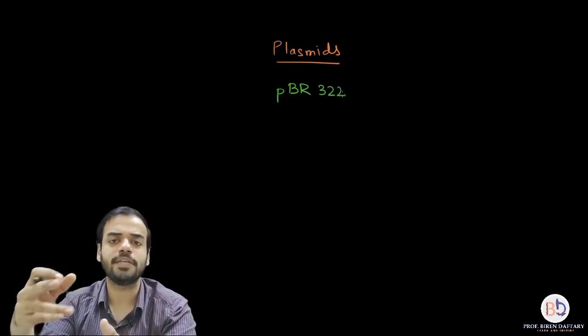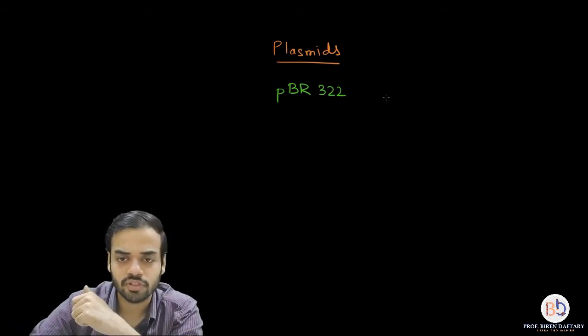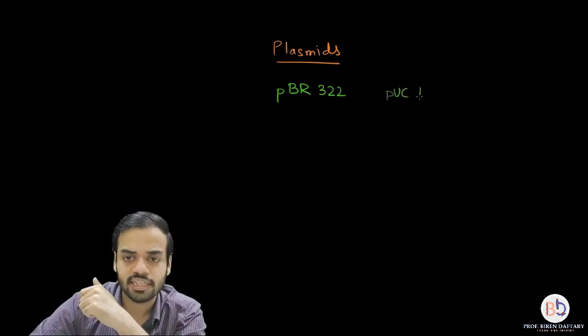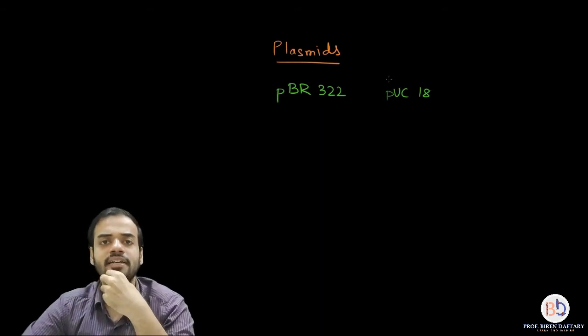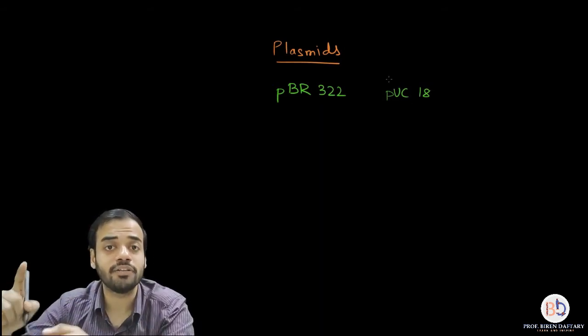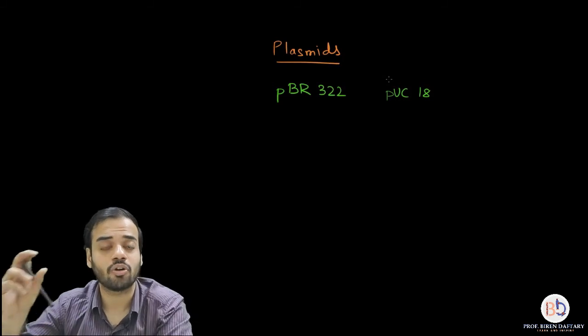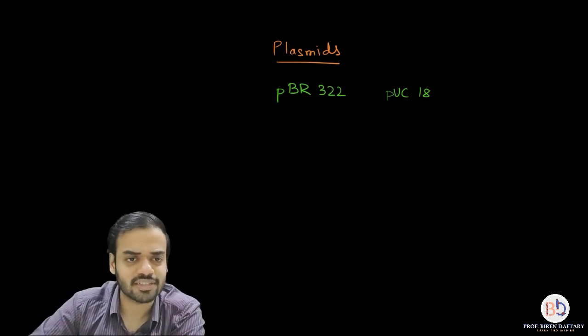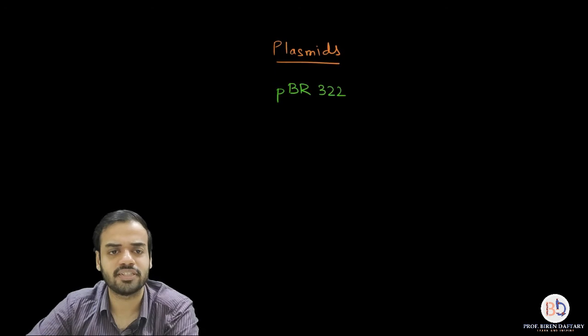Another example is pUC. I will write down over here pUC18 or pUC19. That is a plasmid which has been developed in the University of California, and its order of discovery is 18. So this is something about the nomenclature of plasmids. It is not given in the book.